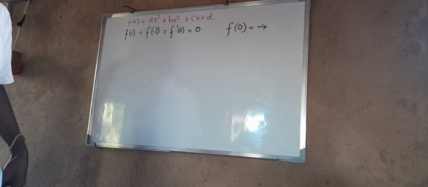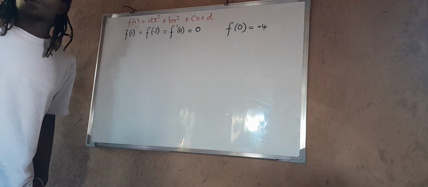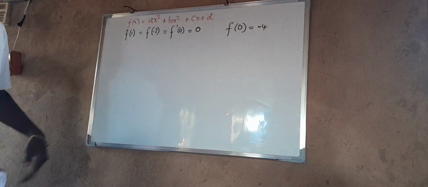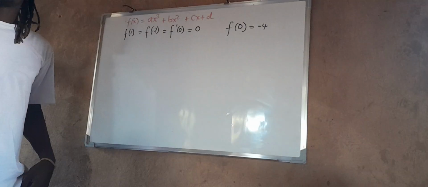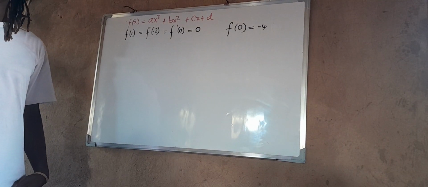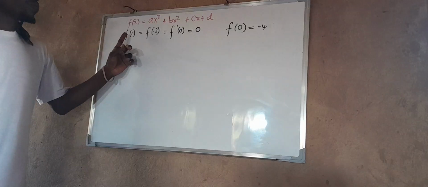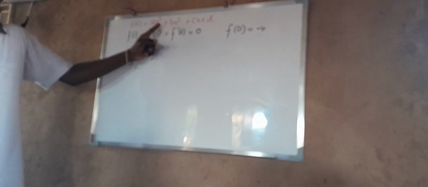Right? So let's first check this. What are they trying to say? They said f at 1 is equal to f at negative 2. It is equal to f at 0, equal to 0, right? What does it mean? It means that if we take 1 and substitute it as the value of x, we are going to get 0, right? So let's do that, right?